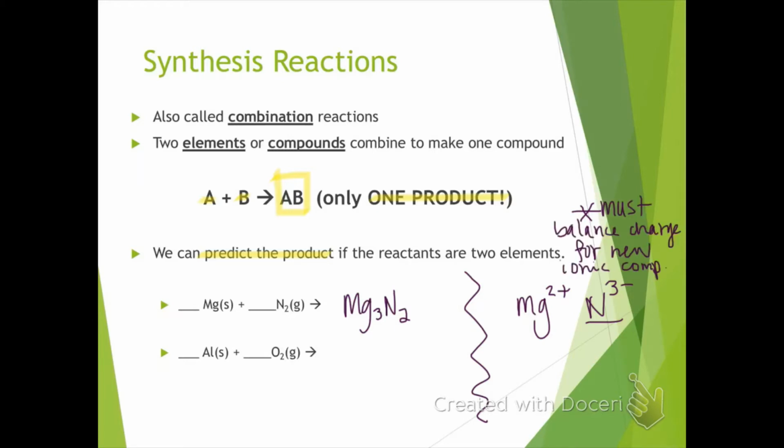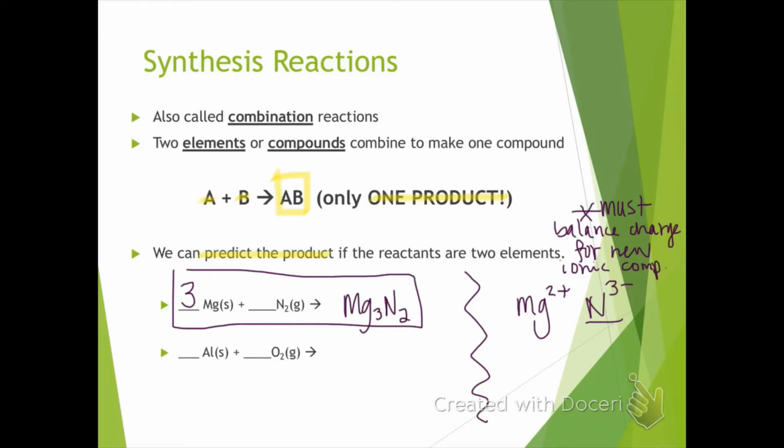Now that we have our correct formula for what we're making, we need to go back and balance it. Well, I can see that my magnesiums are not balanced. We need 3 on both sides, but nitrogen already had 2 on both sides. So here we have our full final balanced chemical equation.